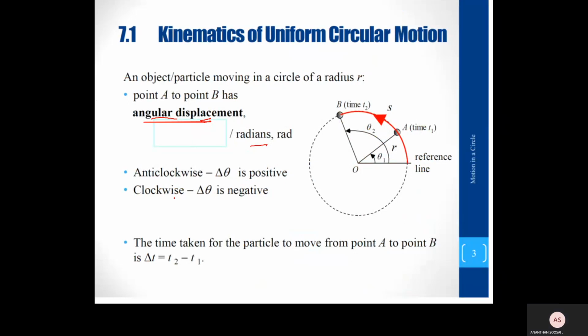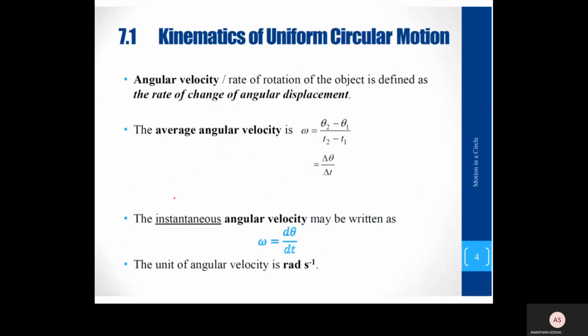Okay, so it's a vector quantity. Okay, so next, we call something called angular velocity. Last time we had linear velocity. What is the linear velocity unit? Meter per second. Now we have angular velocity. What is angular velocity? The amount of angular displacement per unit time. How much angle you covered per second? That's angular velocity.